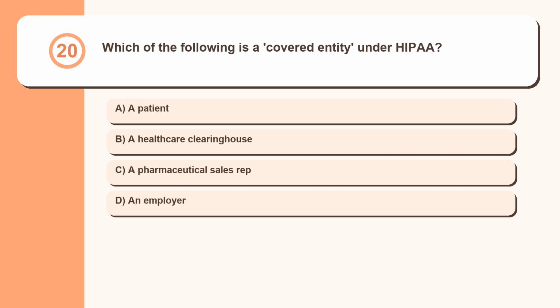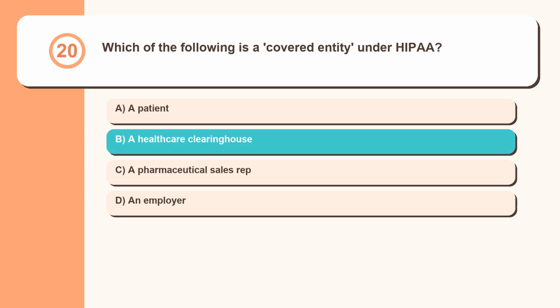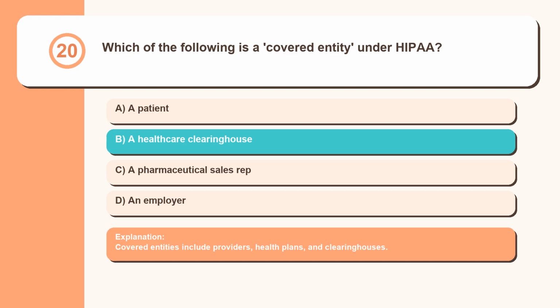Question 20. Which of the following is a covered entity under HIPAA? A patient, a healthcare clearinghouse, a pharmaceutical sales rep, an employer. Covered entities include providers, health plans, and clearinghouses.